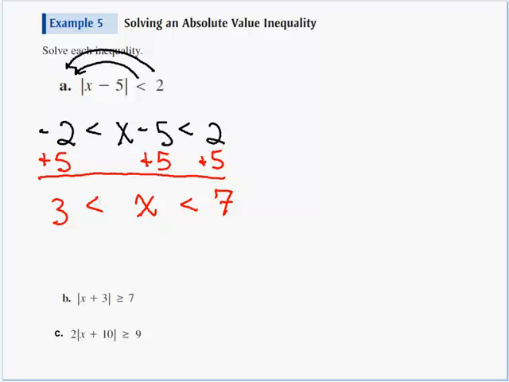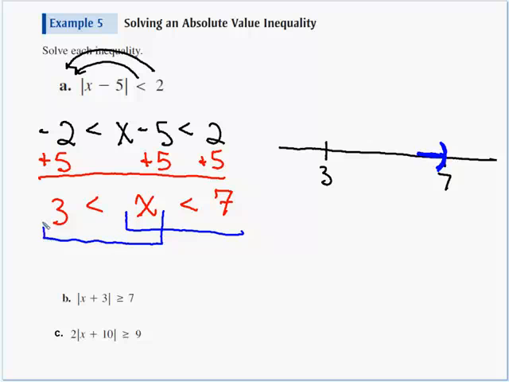So let's do a little graph of that. Why not? Again, I'm only interested in these points, 3 and 7. And if I look here on the right, x is less than 7. So that means parenthesis at 7, and I'm headed to the left. And then I have this part that says 3 is less than x, or x is greater than 3. So if I'm at 3, I'm going to be heading to the right.